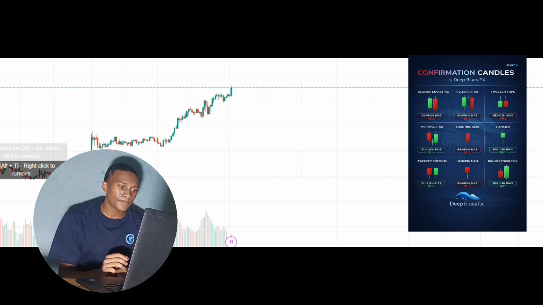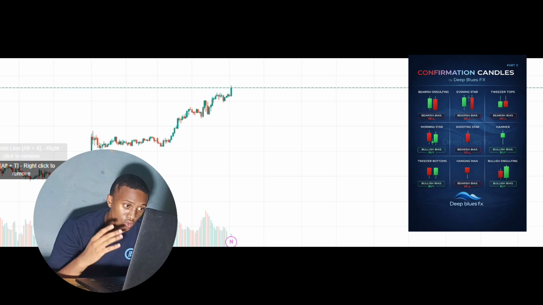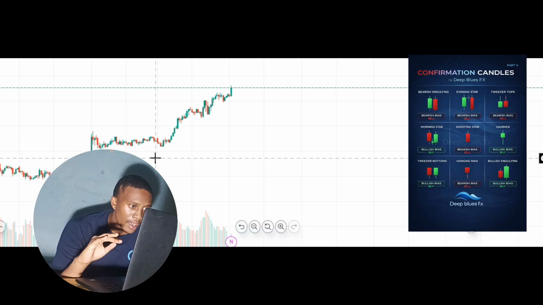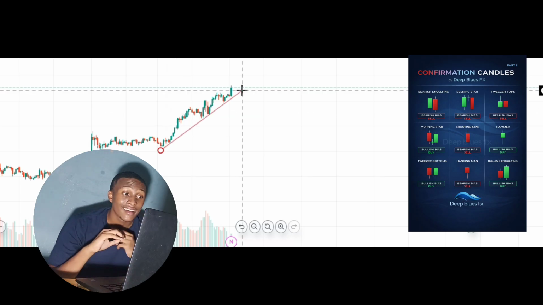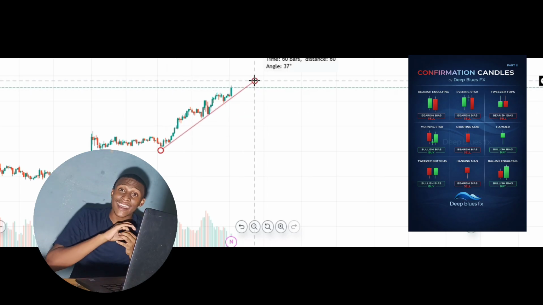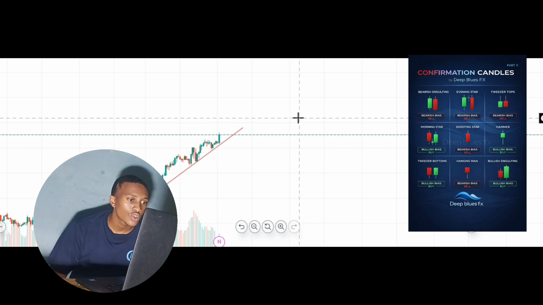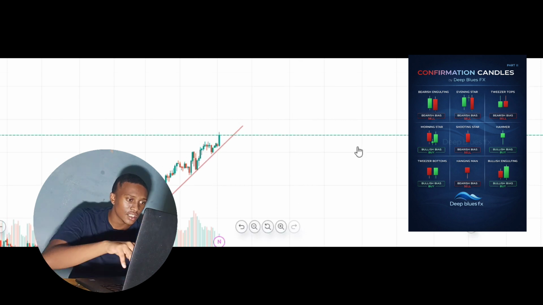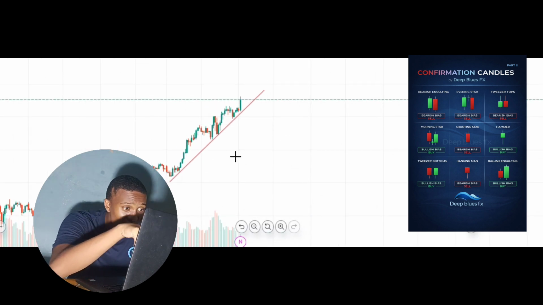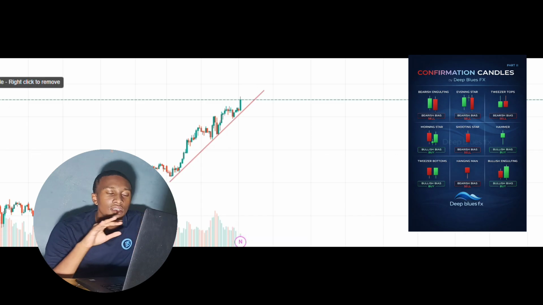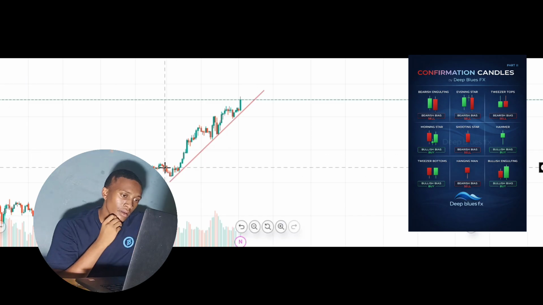So now I'm going to show you, with just a simple trend line, how effective candlesticks can make simple trend lines. So we identify the trend. As you can see, it touched it 1, 2, 3, 4, 5, 6 times. This is definitely an uptrend, right?